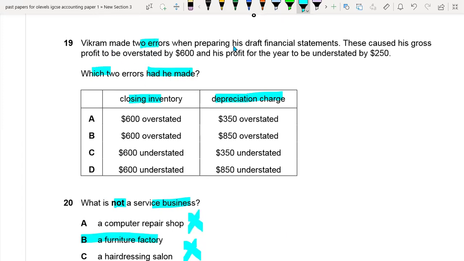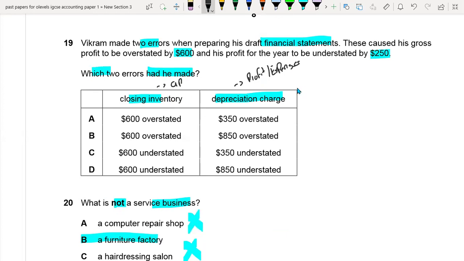Vikram made two errors when preparing his draft financial statement. These caused his gross profit to be overstated by 600 and his profit for the year to be understated by 250. Okay, so now let's check it. First of all, they're talking about the closing inventory and the depreciation charge. We know that closing inventory is related to GP and depreciation is related to profit for the year, or we can say related to expenses.